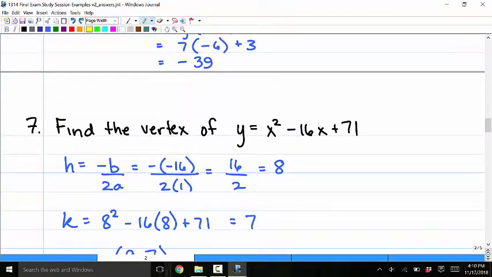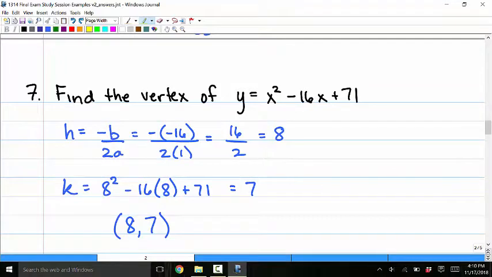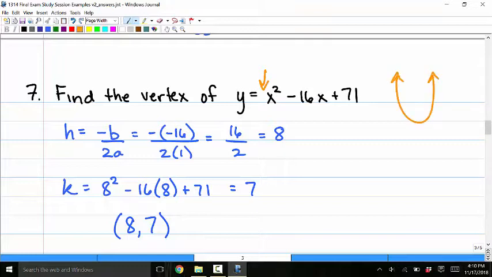Number 7. Find the vertex of y equals x squared minus 16x plus 71. You notice that this is a quadratic function because it's an x to the second power. So quadratics have either a max or a min. Since the a value here is positive, this quadratic is going to open up. We're trying to find the vertex down here. How do you do that? The vertex is always (h, k).